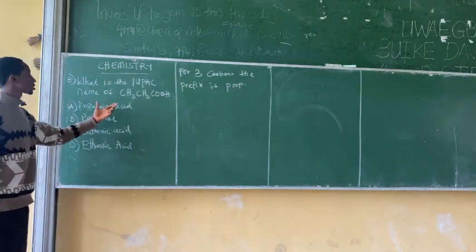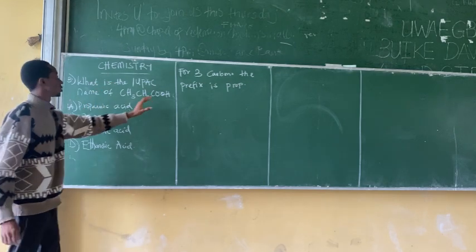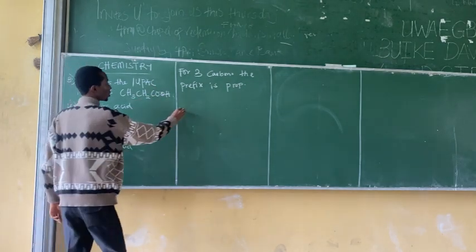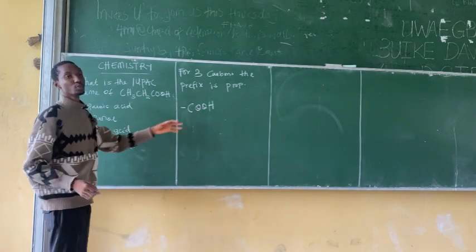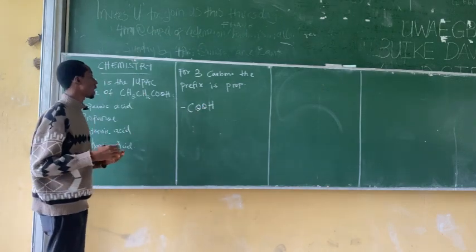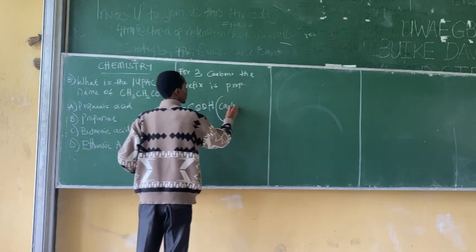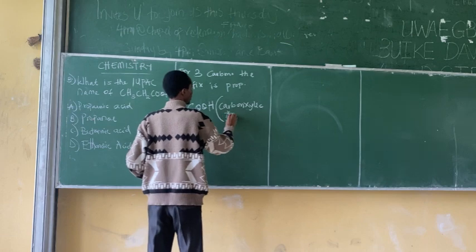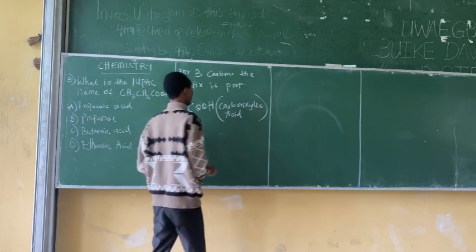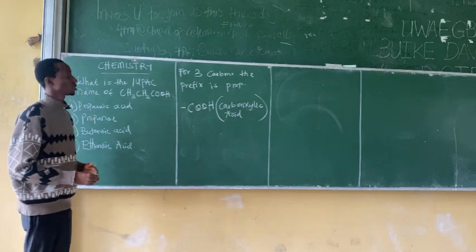Now if you look at this compound also, you observe that it has a functional group. This is a functional group, and this functional group is called the carboxylic acid.